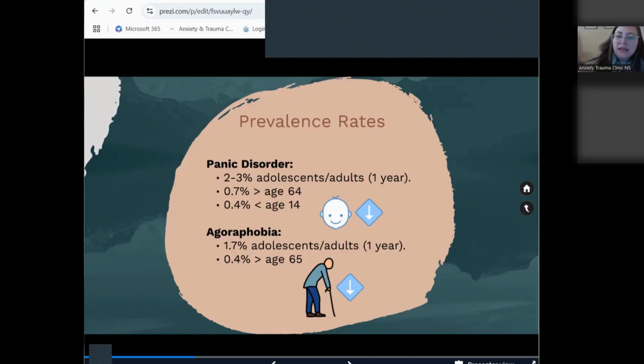However, if I had to make a guess, I would suspect that the prevalence rates for agoraphobia have increased since the COVID-19 pandemic as well, which we will go through coming up here. There were no cultural or racial variances found for agoraphobia like there was with the panic disorder. So the prevalence rates of agoraphobia don't significantly differ between cultures.